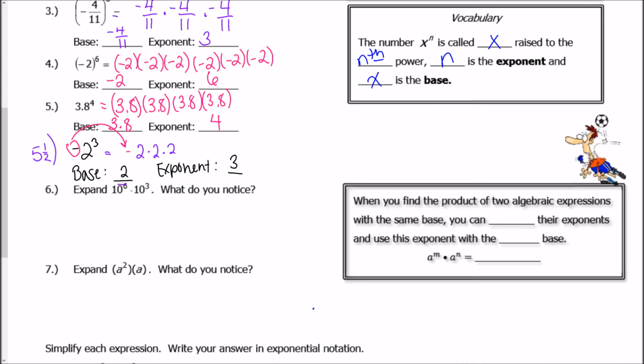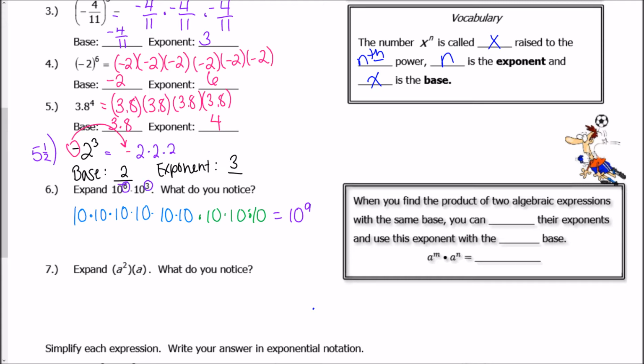So looking at number 6, we want to expand 10 to the power of 6 times 10 to the power of 3. So if I do that, 10 to the power of 6 means I'm going to multiply 10 by itself 6 times. And 10 to the power of 3 means I'm going to multiply 10 by itself 3 times. And when I multiply those guys together, I get 10 to the power of 9.